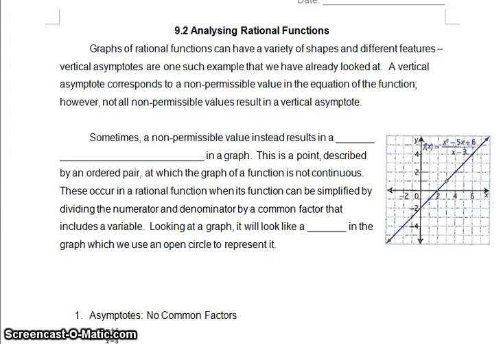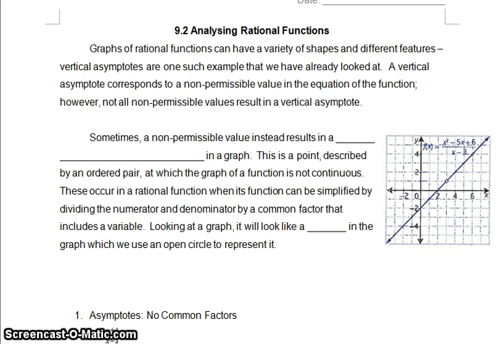Hey ladies, so today we're doing section 9.2 and we are analyzing rational functions. One thing that we've been doing almost throughout this whole course is looking at different features of different types of graphs. To be a little bit more specific along this unit, graphs of rational functions can have a variety of shapes and different features.